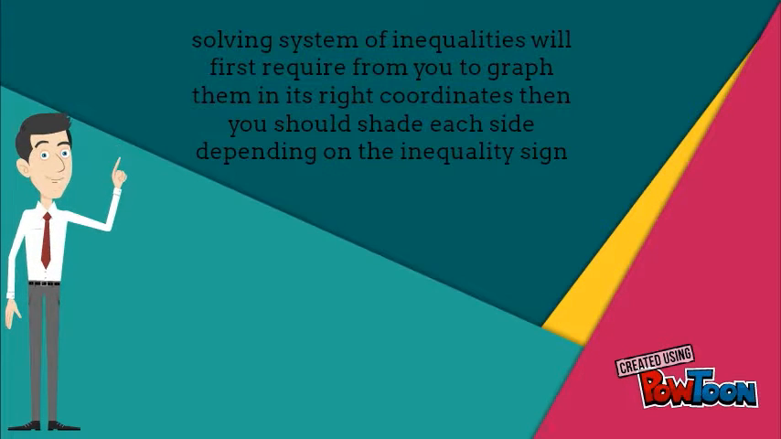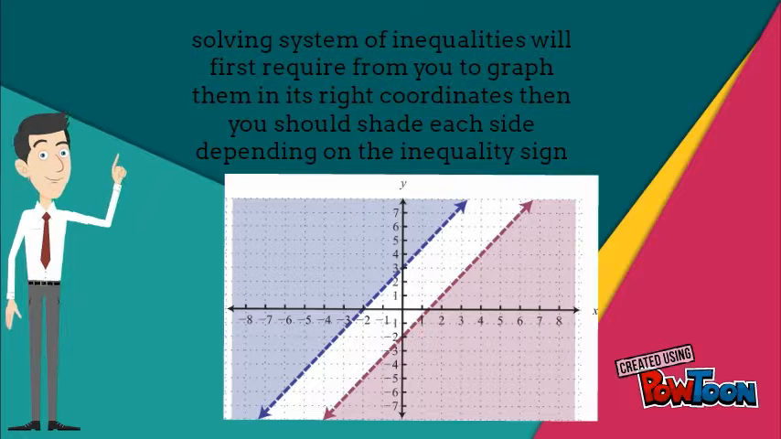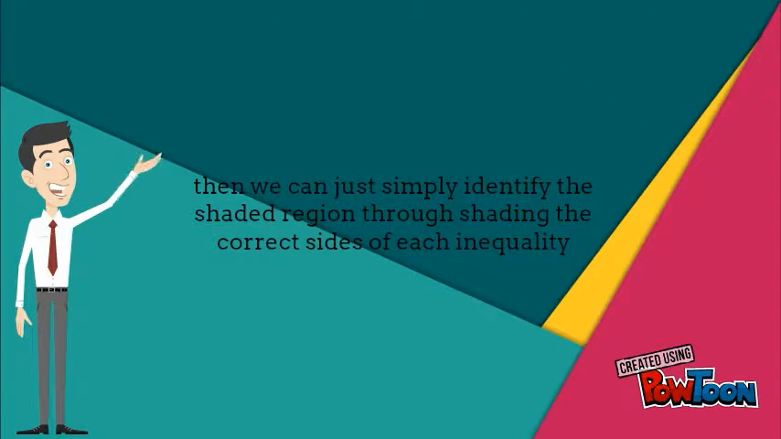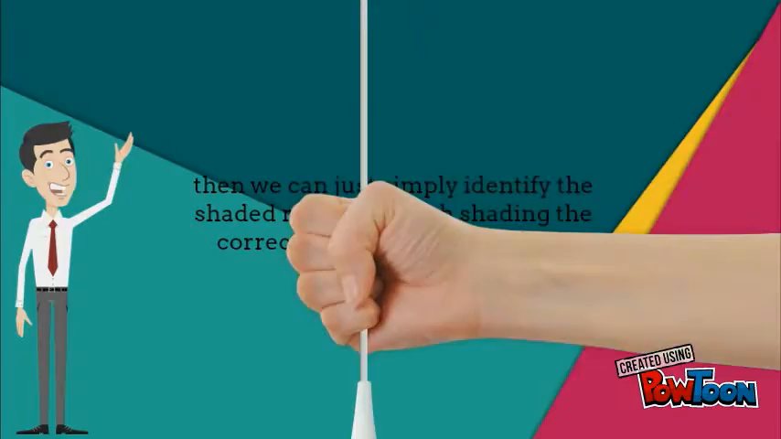So for the first step, we have to plug in each coordinate and then draw the line. After that, we have to shade each part depending on its sign. And for the second step, we can see the overlapping lines. This is called the feasible region, and this will be our answer.